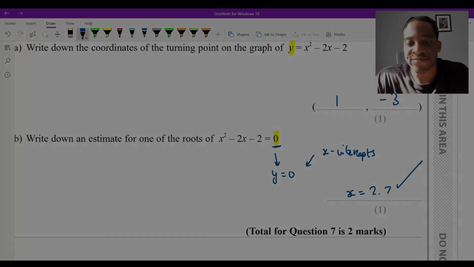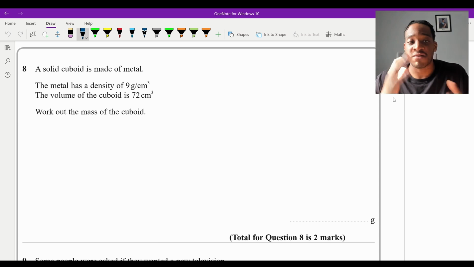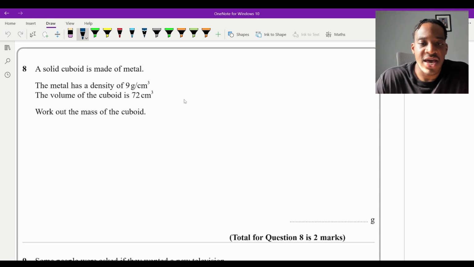And that's it. Okay, so question 8 says a solid cuboid is made of metal. The metal has a density of 9 grams per centimeter cubed, and the volume of the cuboid is 72 centimeters cubed. And we need to work out the mass of the cuboid. So this is just compound measures. There's a formula that you should know that connects the density, mass and volume together, and that is density is equal to the mass divided by the volume.